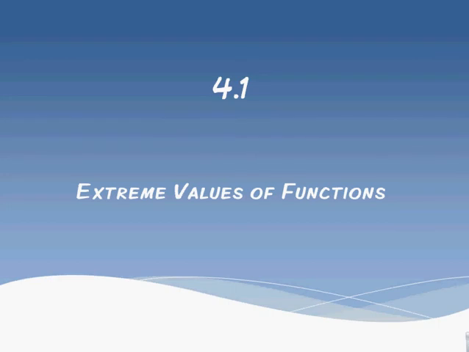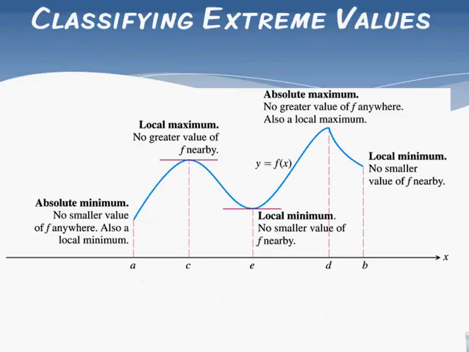Hi everybody, we're going to start talking about section 4.1, which is extreme values of functions, which is just another way that we describe maximums and minimums. And so let's talk right now about the difference between an absolute max and min and a local max or min. What absolute just means is that it's either the absolute highest or the absolute lowest part of the function.